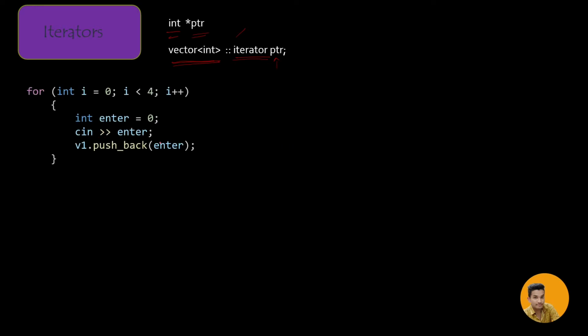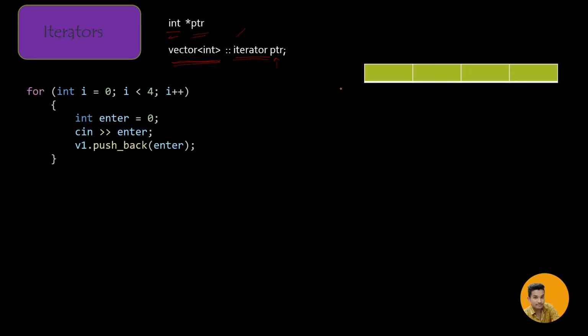This is a piece of code where we are accepting data from the user and pushing it back into the vector. v1 is a vector, and we are entering data. Let's say the user enters 10, it goes in and is pushed back. Data will be inserted from the back, so let's say 20, then 30 and 40, at indices 0, 1, 2, 3.